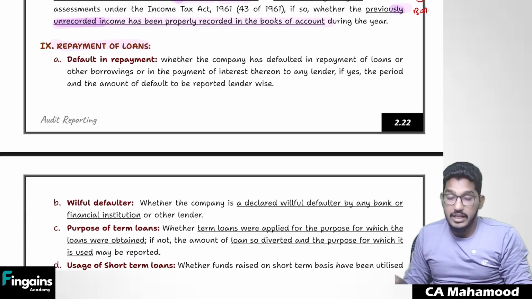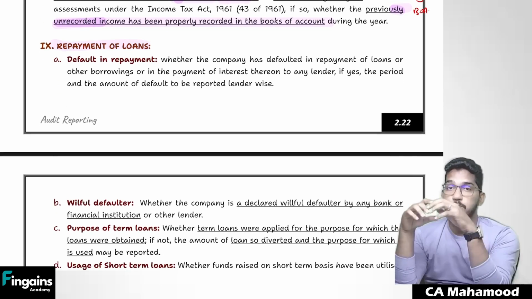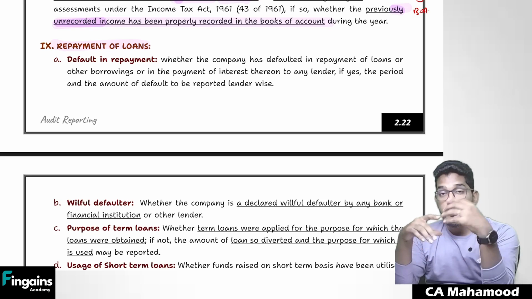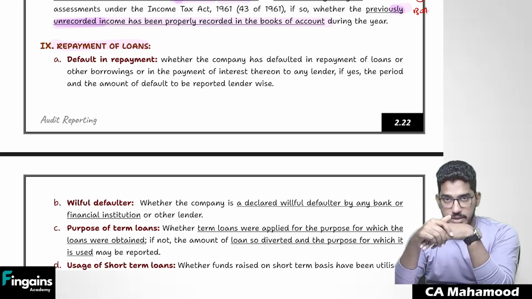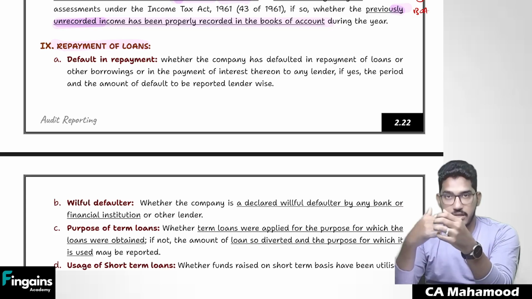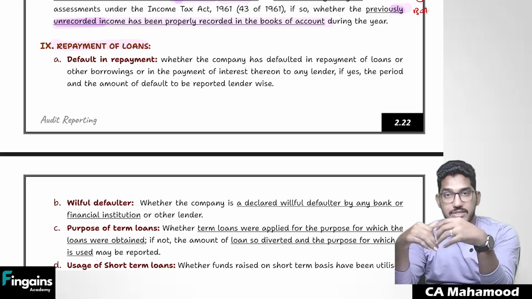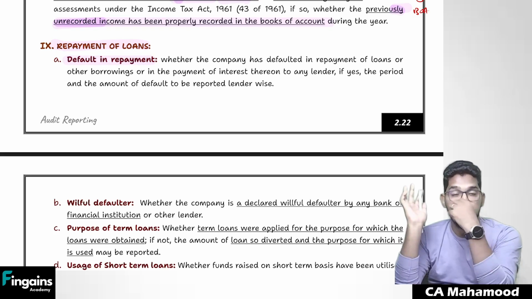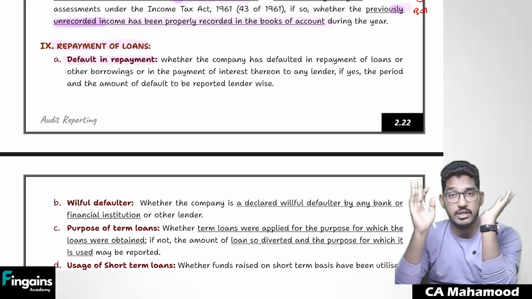Now the 9th point is regarding repayment of the loans. See, we have spoken so many things about loans given by the company. Now there is one dedicated point which is talking about loans accepted by the company. In case your client company has taken a loan, regarding those borrowings, you need to comment on certain points. What are they? Default in repayment. Whether your client has done any default in the repayment.